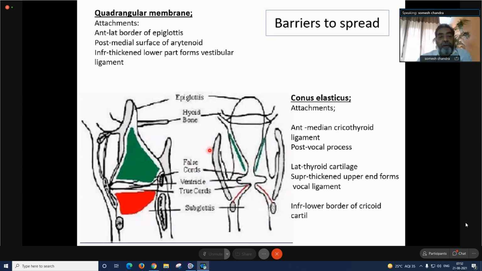So this is the quadrangular membrane I was talking about, which lies just under the supraglottic mucosa and is a barrier to deeper spread. And this is the conus elasticus. The thickened part is called the vocal ligament, and this is a barrier to deeper spread of glottic cancers. So that is how the vestibular and the vocal folds are formed, the conus elasticus and the quadrangular membrane. And these deeper spaces are protected by the presence of these connective tissue barriers.